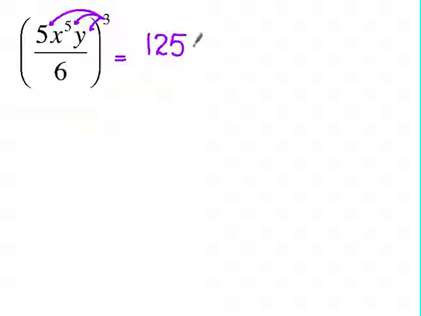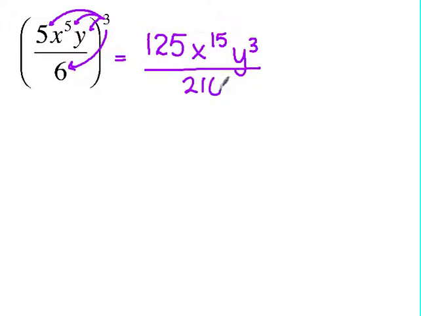What do you get when you distribute the cube to the x to the 5th? X to the 15th, because you multiply them. And then what do you get for y? Y to the third. So we distributed it on the top. Now we've got to do the same thing on the bottom. What do you get on the bottom? 216. And there you go.